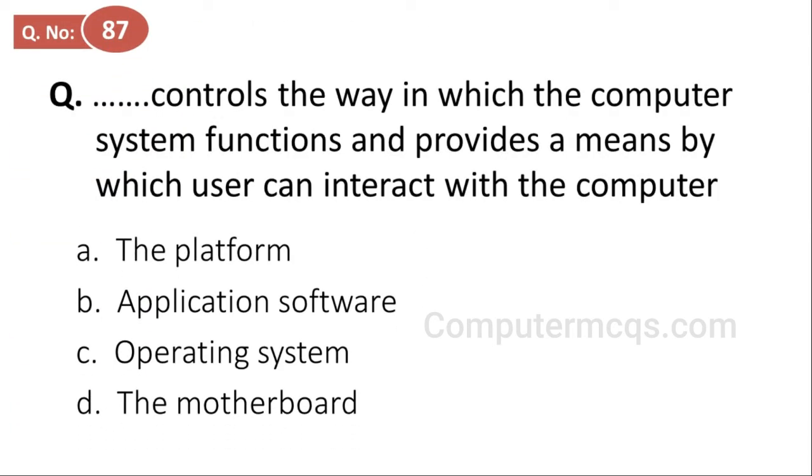Controls the way in which the computer system functions and provides a means by which user can interact with the computer. Options are the platform, application software, operating system, the motherboard, and the correct answer is option C, operating system.